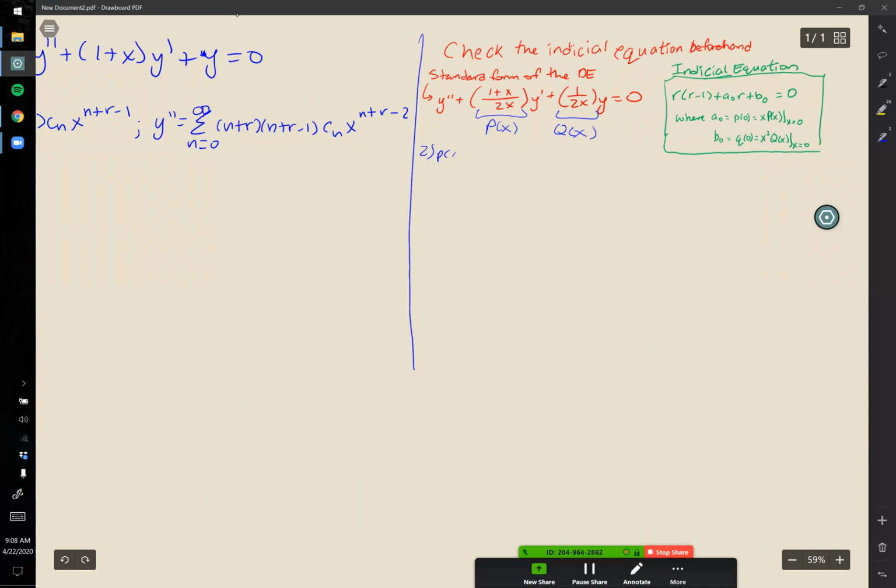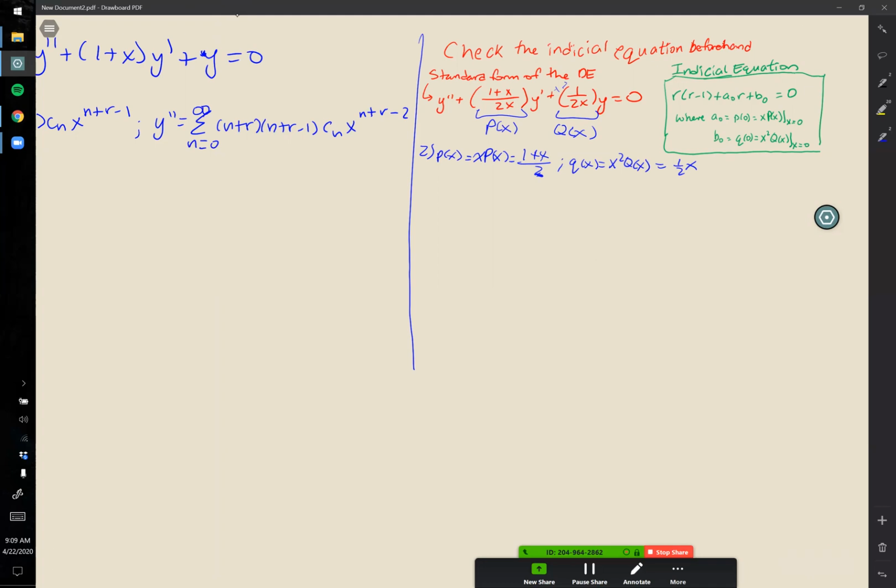All right, and so let's do the second step. So little p of x is going to be x times big P of x, which in this case is going to be 1 plus x over 2. Just make it simpler. 1 plus x over 2. Okay, and then form little q of x. Little q of x is going to be x squared times big Q of x. That's from the formula. And that's going to be 1/2 x, just multiplying that by x squared.